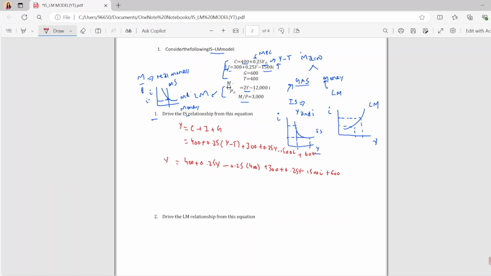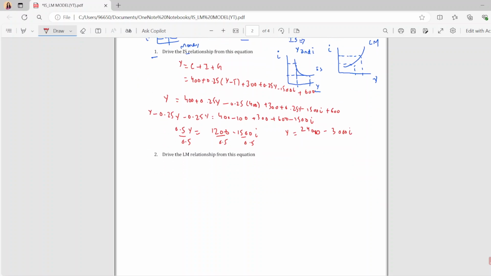Whichever terms have y in them, I'm gonna bring to the left hand side. It's gonna be 0.25y and the second 0.25y, and solving from here it will be 400 minus 100 plus 300 plus 600 minus 1500 I. After solving, the left side is gonna be 0.5y, and the constant is gonna be 1200, minus 1500 times I. Now we need to get rid of 0.5. All I need to do is divide by 0.5 on both sides, and that will give me equilibrium output as 2400 minus 3000 times I. This is the IS relationship that we have derived.